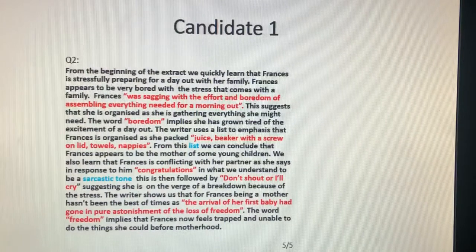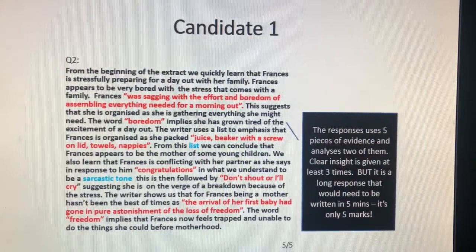Candidate 1 scored 5 out of 5. You can see there we've got loads of quotes being used, 2 pieces of technical language, list and sarcastic tone there in blue. The response uses 5 pieces of evidence and analyses 2 of them. Clear insight is given at least 3 times, but it is a long response that would need to be written in 5 minutes. You only get 5 marks. So in places they have explained the quotes in quite a bit of detail, and the question would be, well, would they have time to do that in the test without costing themselves marks later on?